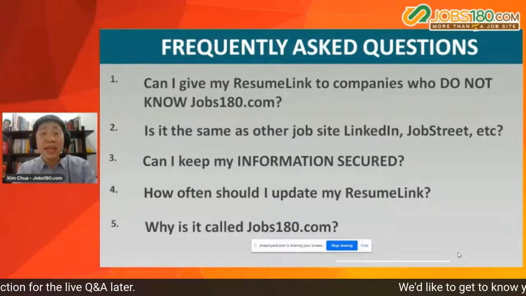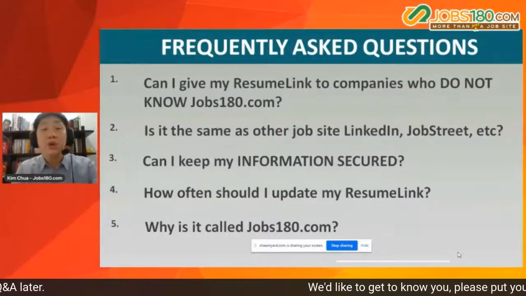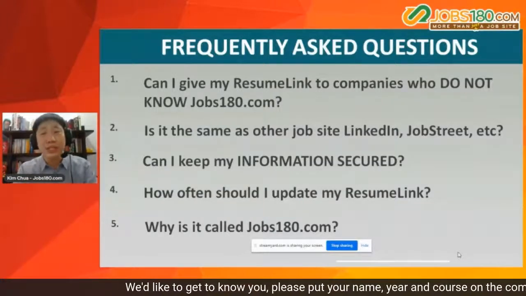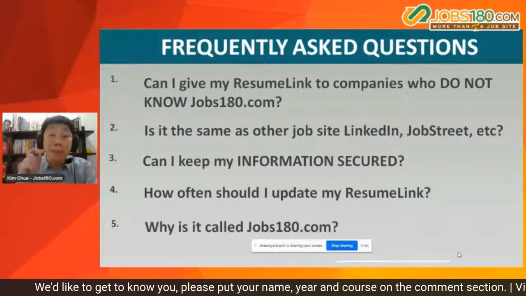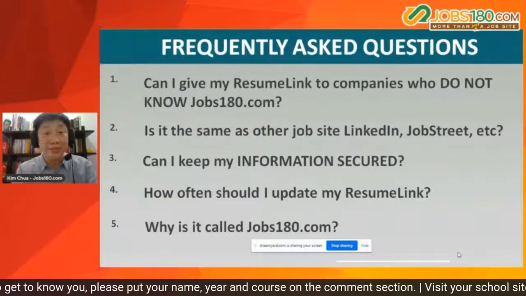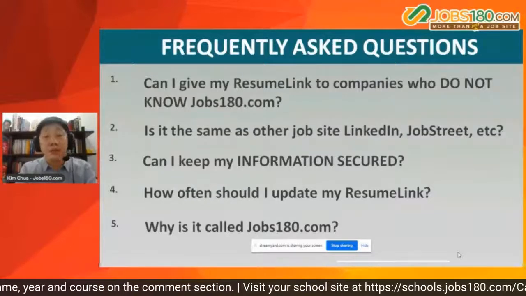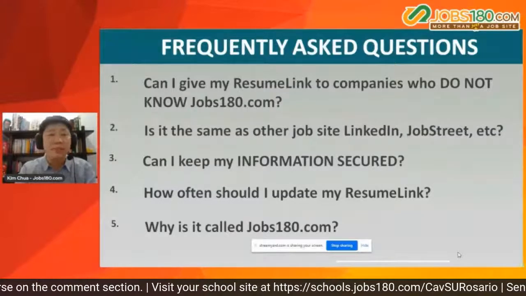Ang tanong, can I give my resume link to companies who do not know about jobs180.com? The answer is absolutely yes. It depends kung sino ang bibigyan mo. Ikaw may ultimate control niyan. Okay? Pangalawang question, is this the same as other job platform like LinkedIn, JobStreet, iba pang mga job site?